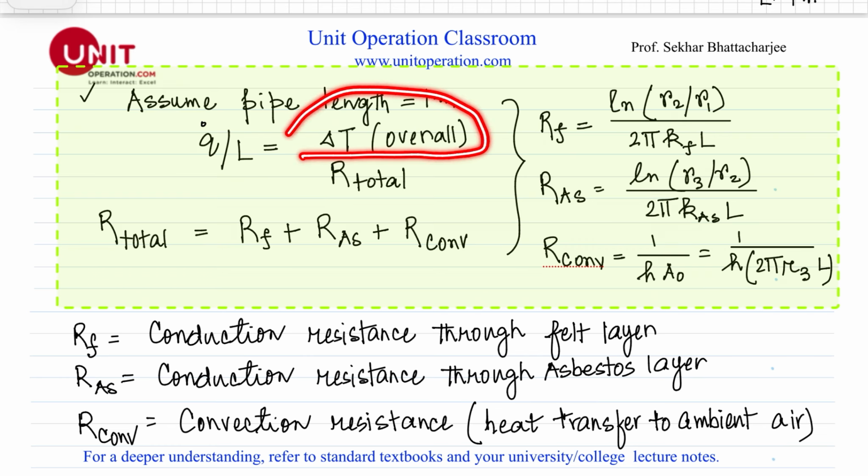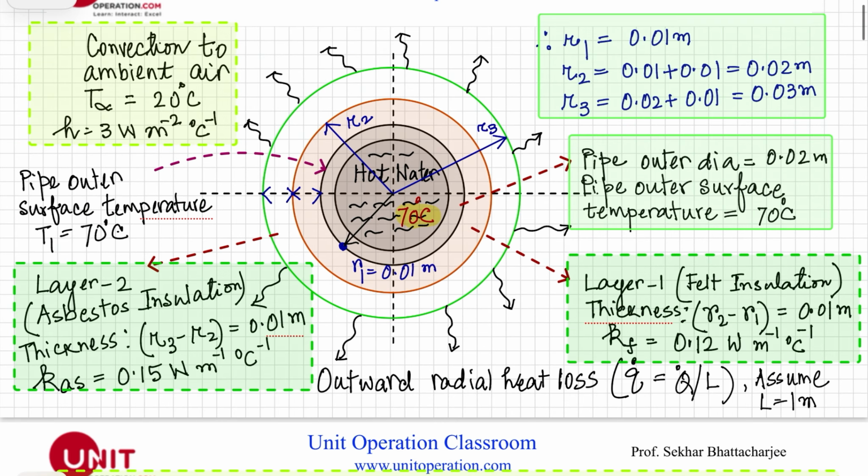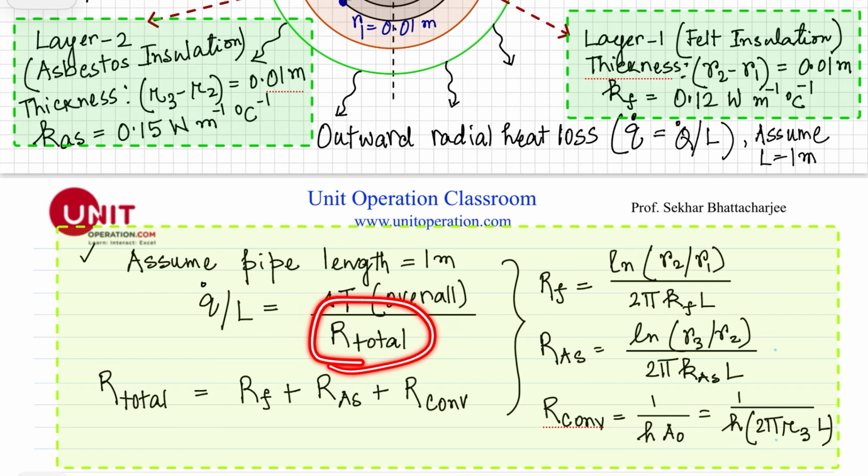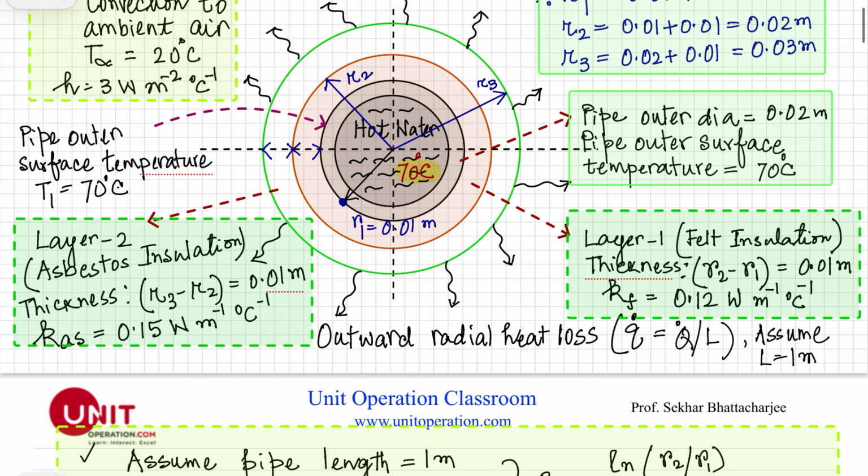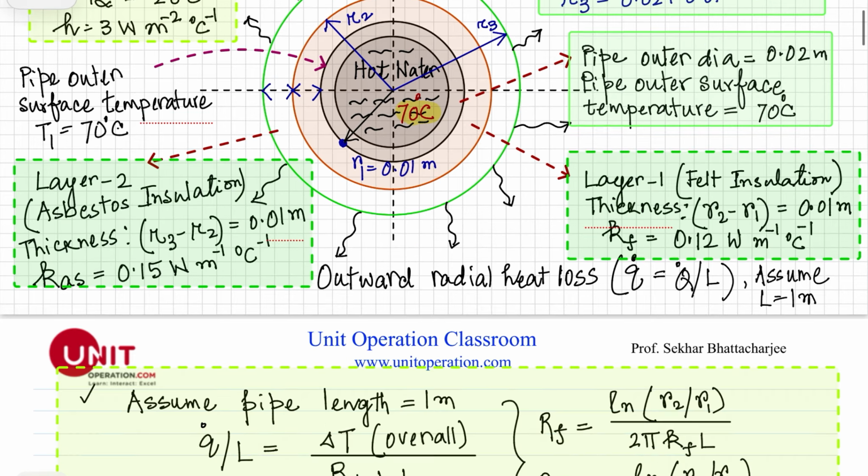Delta T overall, that means the total drop in temperature, from 70 degrees Celsius all the way to 20 degrees Celsius, is divided by the total resistance. So how do I calculate each resistance? How many resistances are there? The first resistance is of this felt material. The second resistance is of the asbestos material. And the third resistance is the convective heat transfer resistance from here to the ambient air.